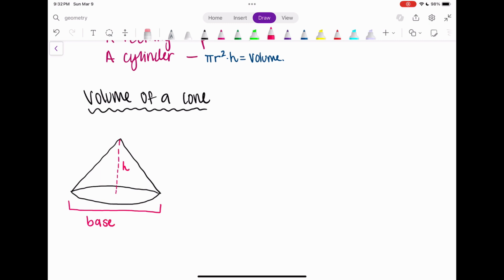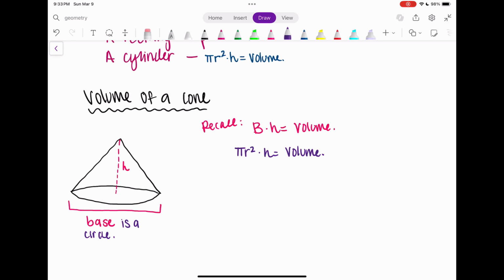If we recall back to last lesson, I believe, we figured out that there was a generic formula for volume, and it was base times height is equal to volume. So with that being said, I'm going to look at my base here, okay? And I know that it's a circle. So because I know that it's a circle, I'm going to take the area of that circle, and it's going to be pi r squared, and then I'm going to multiply h, and that's going to give me my volume.